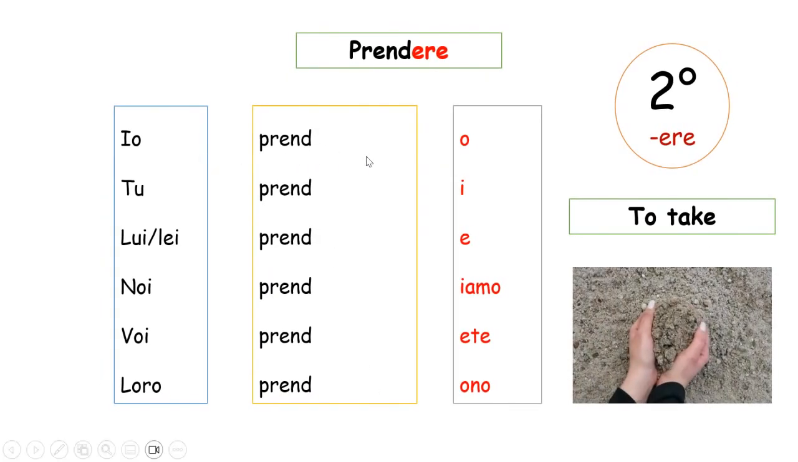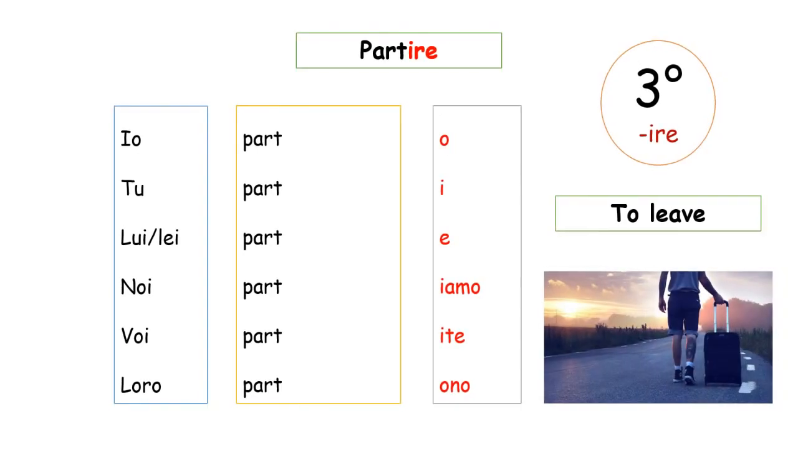Let's see the second group. Prendere. Io prendo, tu prendi, lui, lei prende, noi prendiamo, voi prendete, loro prendono. Partire. Io parto, tu parti, lui, lei parte, noi partiamo, voi partite, loro partono.